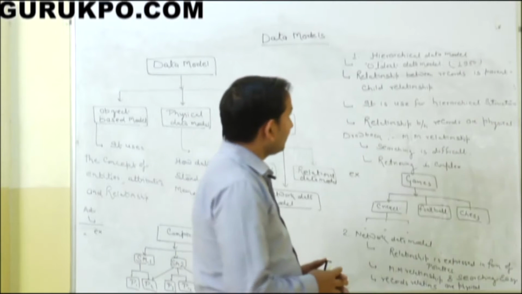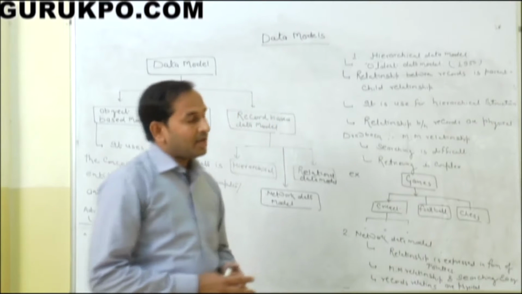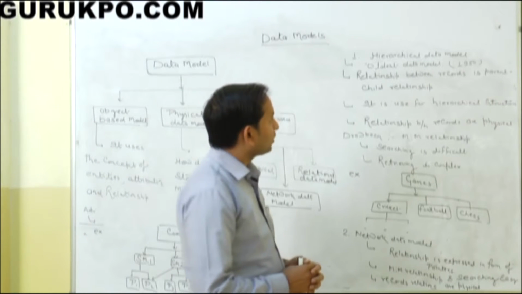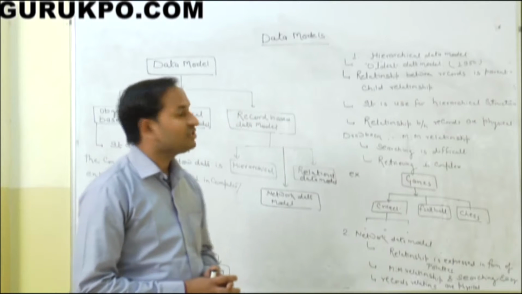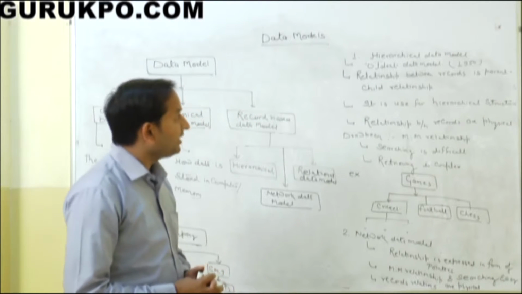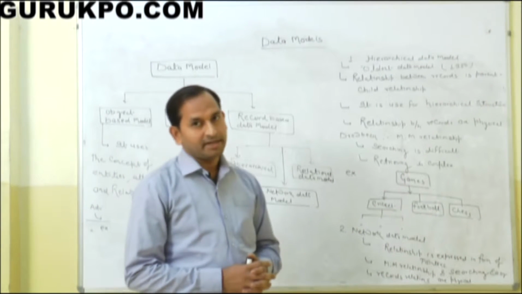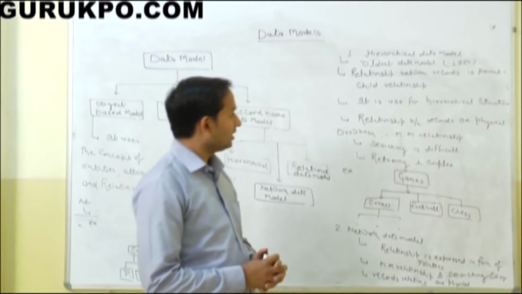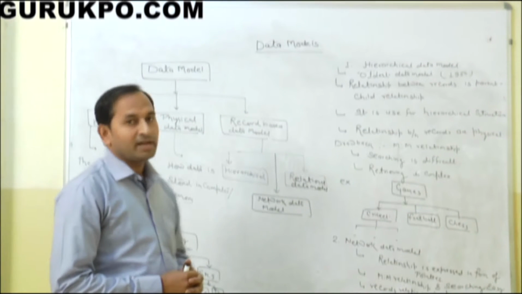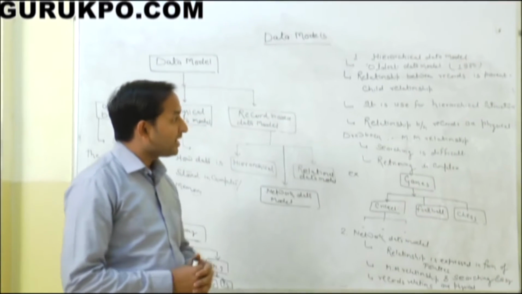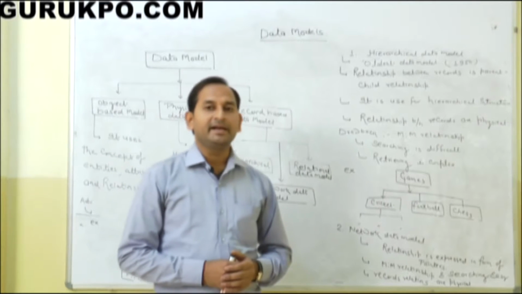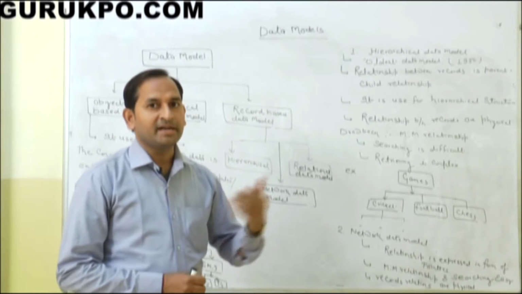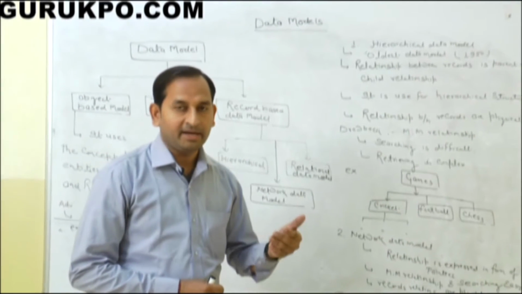First one, this model was developed approximately in the 1950s. This is the oldest data model. In hierarchical data model, relationship between records is parent-child relationship. Second, it is used for hierarchical structure only. Relationship between records is physical in hierarchical data model. There are many drawbacks of hierarchical data model. First one, many-to-many relationship cannot be represented in hierarchical data model because information is represented in parent-child form. There is one parent and multiple children.